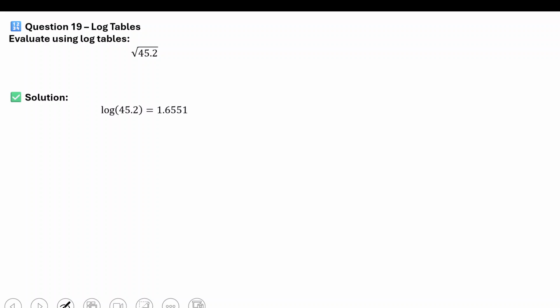Okay, next question. We evaluate the square root of 45.2 using log tables. If you use log tables, log 45.2 is already this, right? So you divide by 2. For a square root, after you've gotten the log of the number, just divide by 2 and get the anti-log. So it's 6.72.